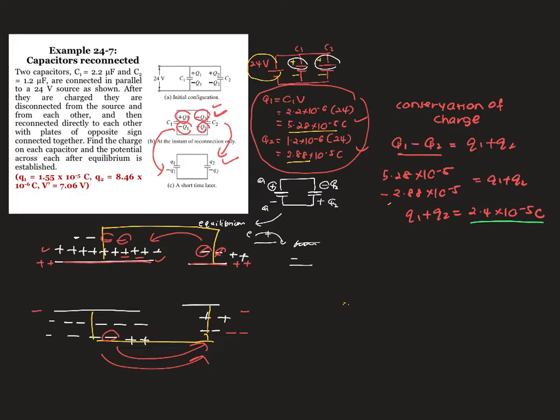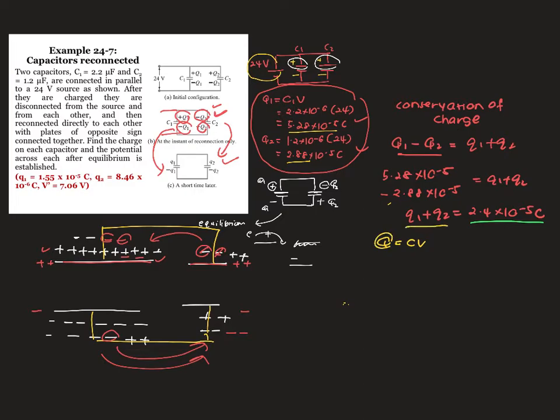Okay, so we find first the potential difference. The thing you need to understand here is that it is reconnected in parallel. So when it's reconnected in parallel, the potential difference for both is going to have the same value. So I'm going to use the formula Q equals CV.